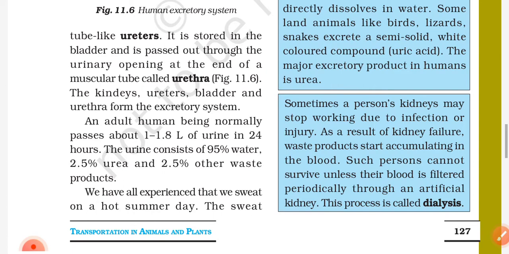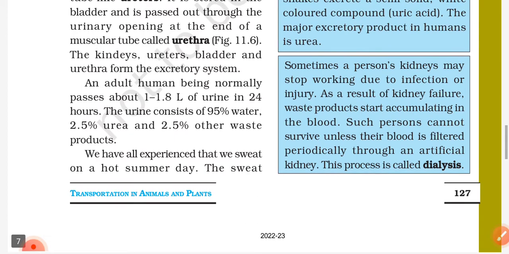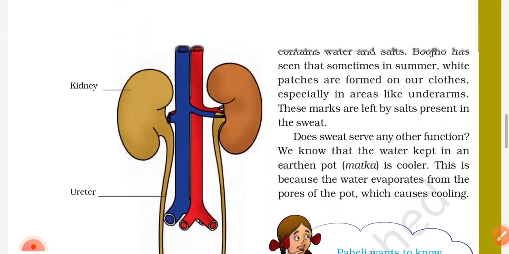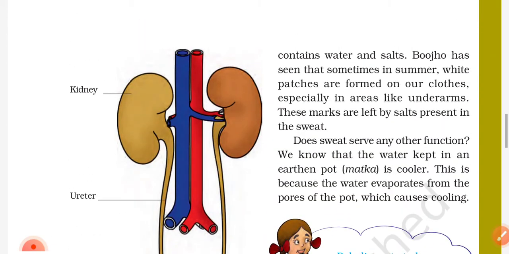An adult human being normally passes out 1 to 1.8 liters of urine in 24 hours. The urine consists of 95% water, 2.5% urea, and 2.5% other waste products. We have all experienced that we sweat on a hot summer day. The sweat contains water and salt. Bojo has seen that sometimes in summer white patches are formed on our clothes, especially in areas like underarms. These marks are left by salt present in the sweat.